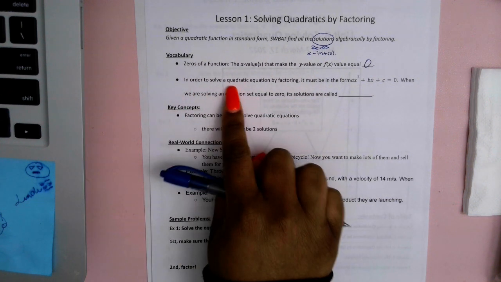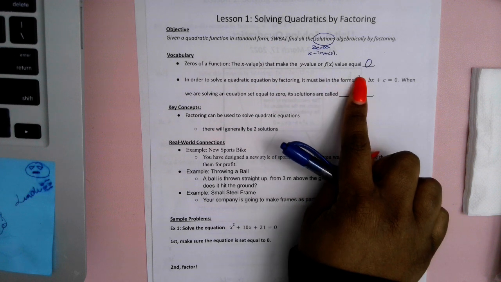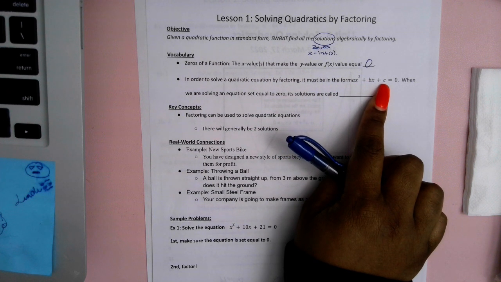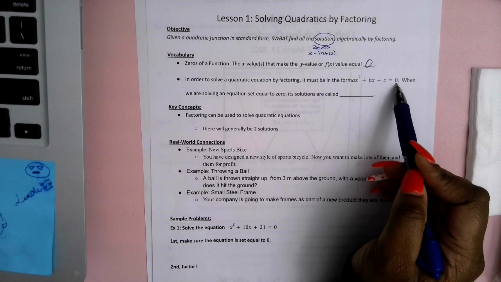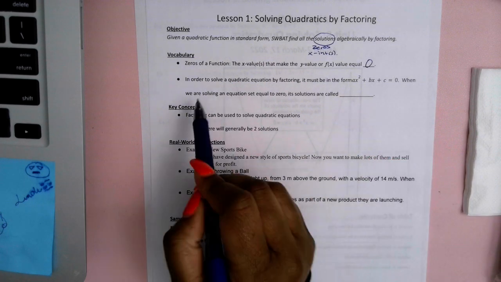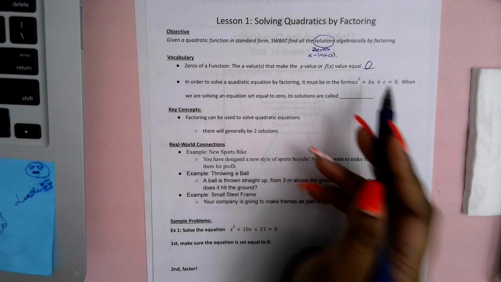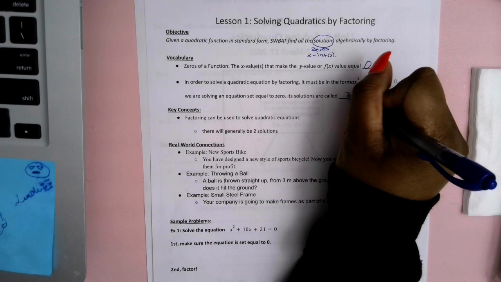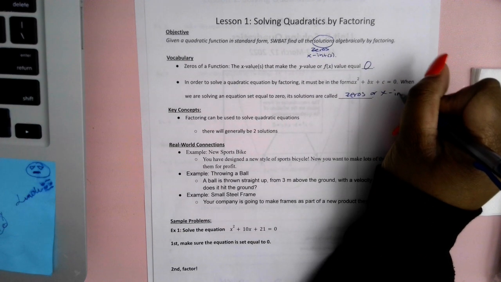In order to solve a quadratic equation by factoring, it must be in the form ax squared plus bx plus c equals 0. That means that your y or your f of x is equal to 0. When we are solving an equation set equal to 0, its solutions are called zeros or x-intercepts.